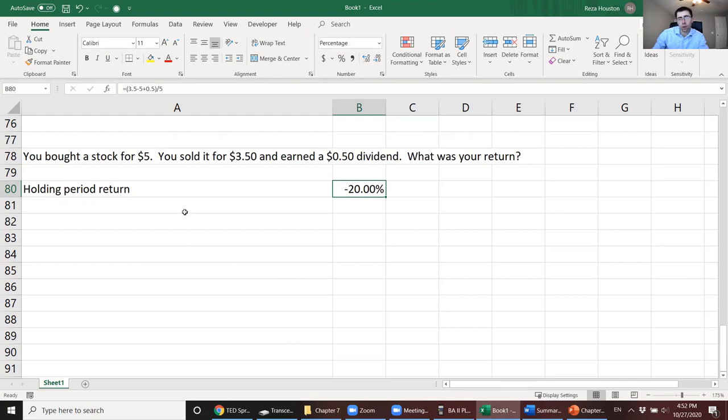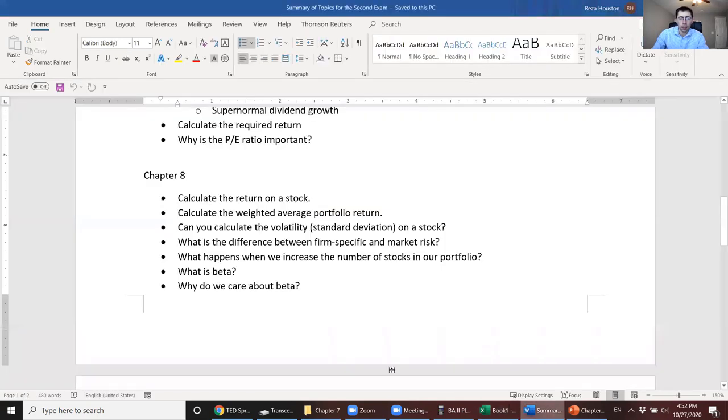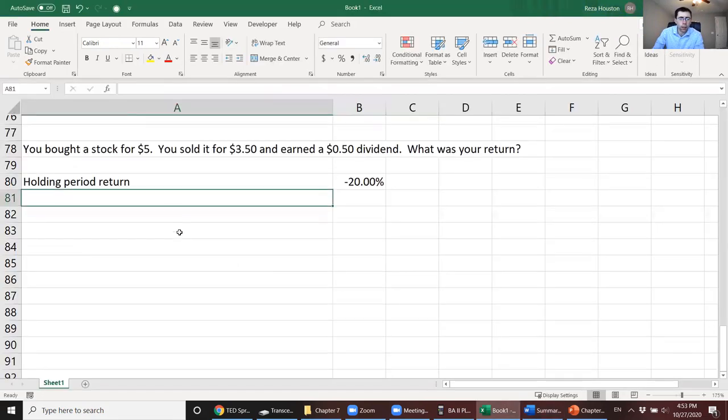So there we go. Pretty straightforward. I can guarantee you, you will absolutely have a return question on the exam. Okay, next, calculate the weighted average portfolio return. Okay, pretty straightforward.